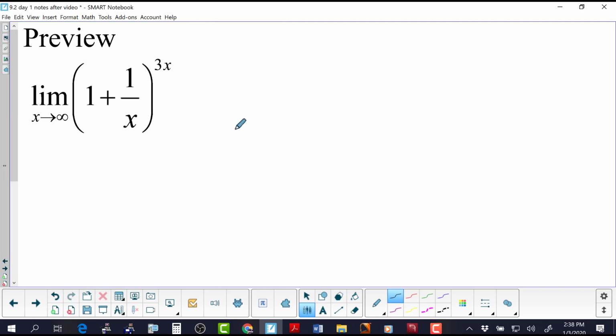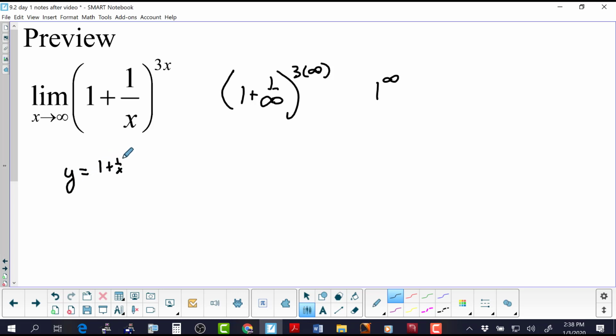Here's a little preview of what we're going to do tomorrow. We're going to find the limit as x approaches infinity of (1 plus 1 over x) to the 3x. So if I plugged infinity into this, I'd have 1 plus 1 over infinity to the 3 times infinity. Well, 1 over infinity, when we're working with limits, is 0. So this is 1 to the infinity. That's an indeterminate form. And what we're going to do is let y equal (1 plus 1 over x) to the 3x.